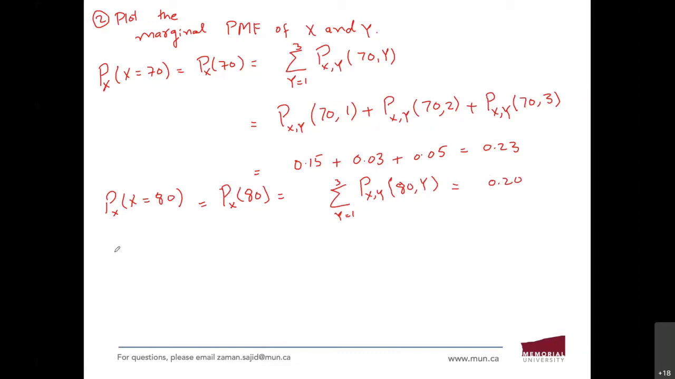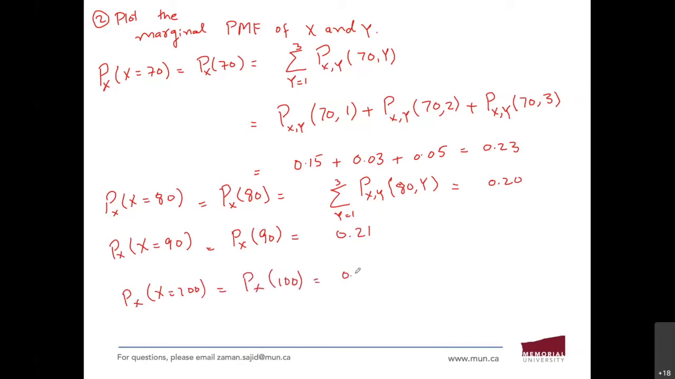Now I'm going to write down the answers for the next one. At x is equal to 90, you have the p of x of 90 that will be equal to 0.21, and p of x at x is equal to 100 is equal to 0.36.